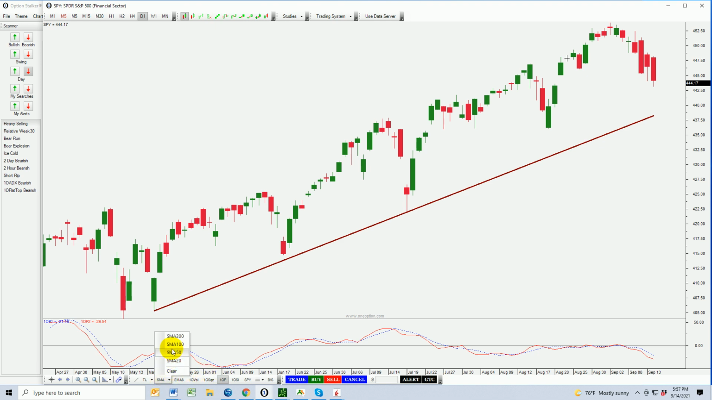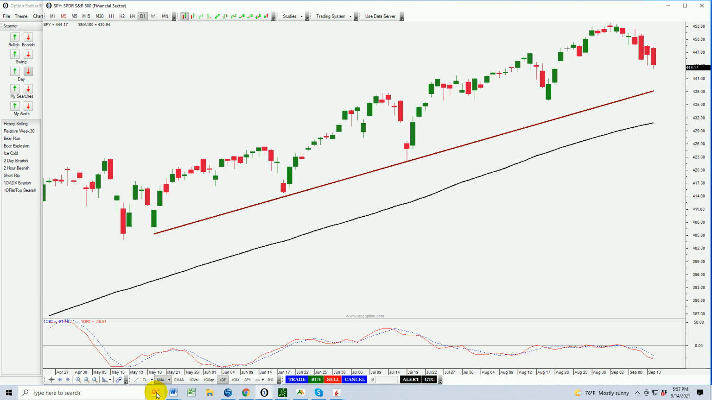I can overlay that 100-day moving average. And there you can see where it comes into play. The 50-day moving average comes into play much higher right there. We're not too far from it. So I'm seeing some pretty persistent selling where the market has had a tendency to rally. You get 1-2 days of selling and then zoom off to the races.